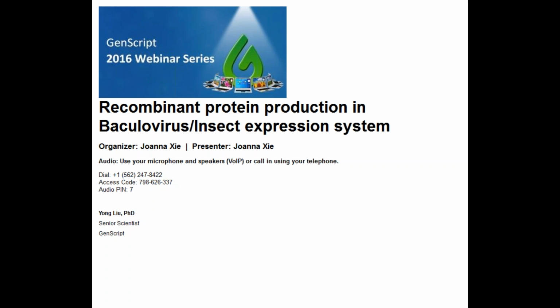Now this is due to the fact that insect system is relatively less expensive than the mammalian cell expression, and for difficult proteins it's more powerful than both E. coli and yeast.